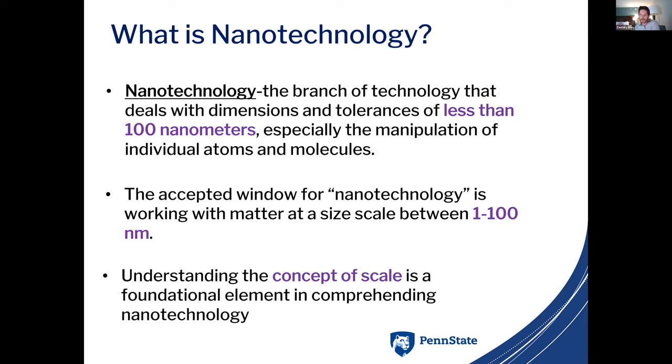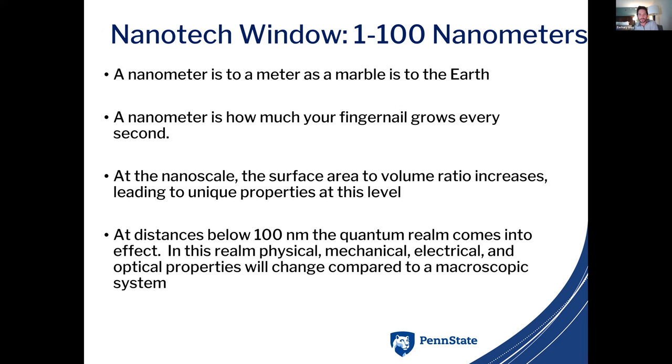But before we do that, we need to understand the concept of scale. Obviously we all know a nanometer is really small, but how small is a nanometer? A couple ways to look at it. A nanometer is to a meter as a marble is to Earth. I think the next one's really interesting. A nanometer is how much your fingernail grows every second. So just think about how small that is. I've been talking to you guys for about 3 minutes so far. So in the time I've been speaking to you, all of your fingernails have grown 180 nanometers or so.